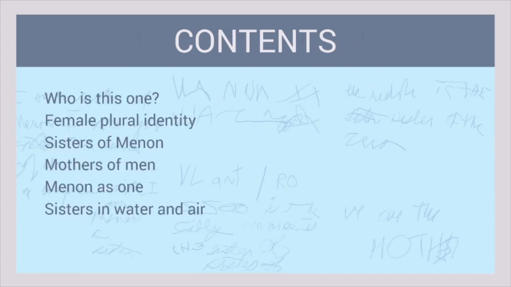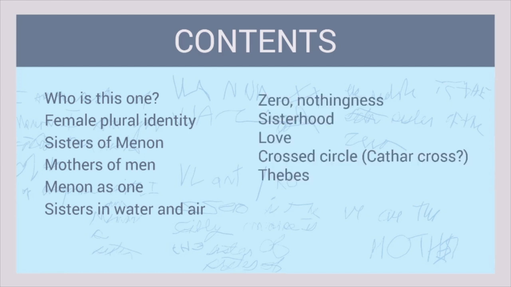The question, who is this one, repeatedly emerged, together with a plural female identity, the sisters of Menon, as did mothers of men, Menon as one, the presence of the sisters in the water and the air, zero and nothingness, fraternity in sisterhood, love, a crossed circle, and Thebes.